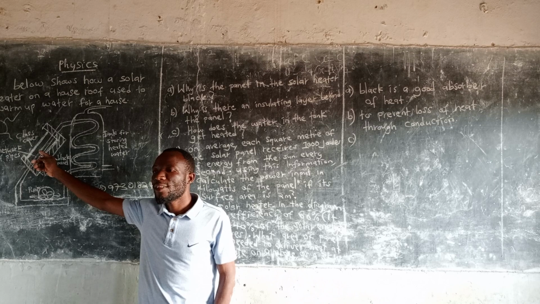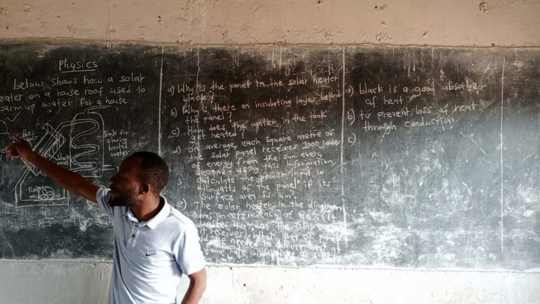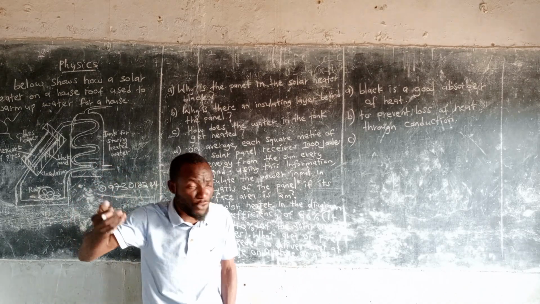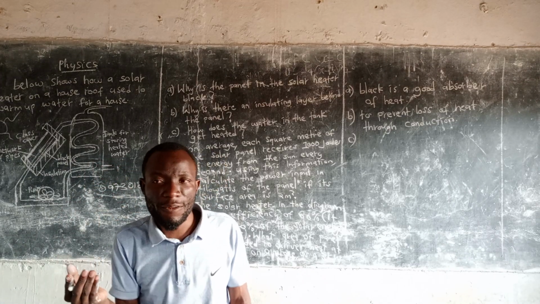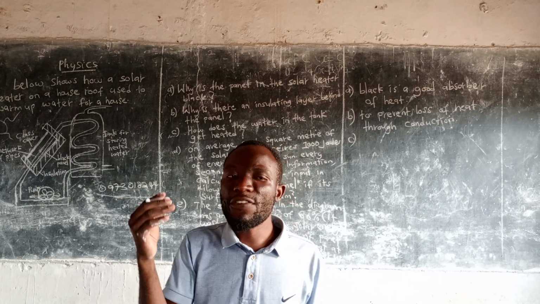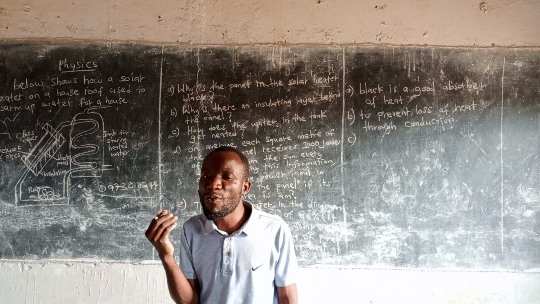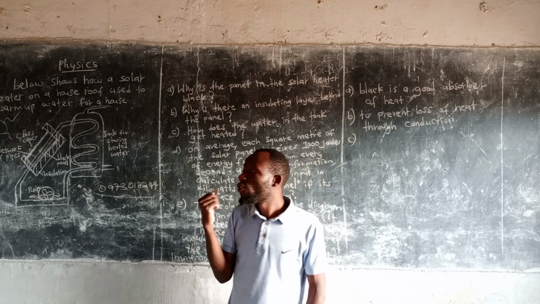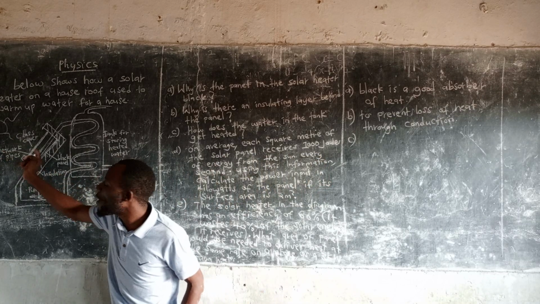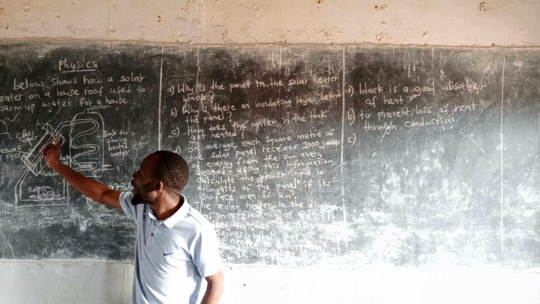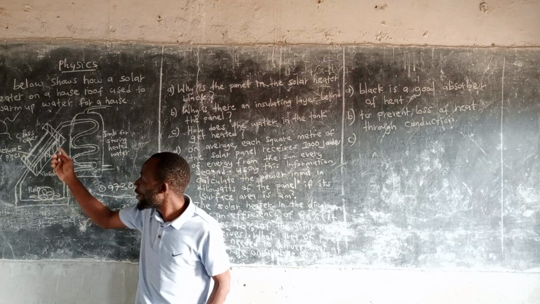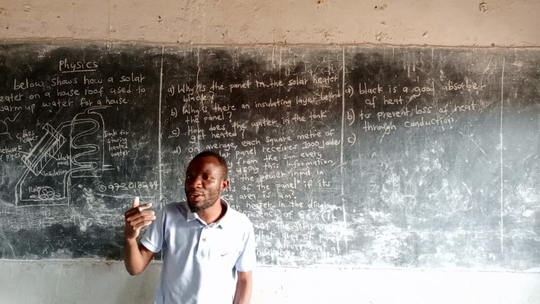So we have radiation, because the sun is a very hot source, so it is producing heat. And this heat, we said, will be produced in the form of infrared rays. You remember yesterday what I was saying? The infrared rays reach the black panel through radiation. The black panel absorbs the heat. It transfers the heat to the pipe through conduction.